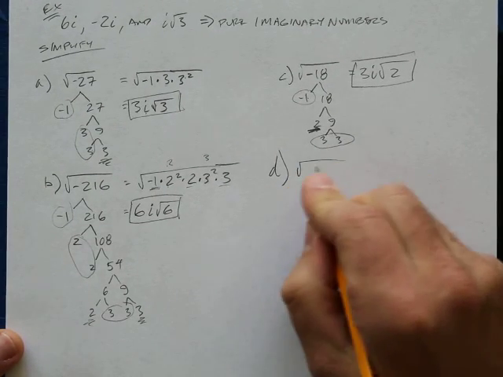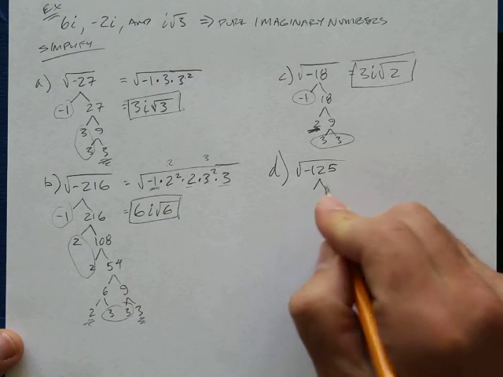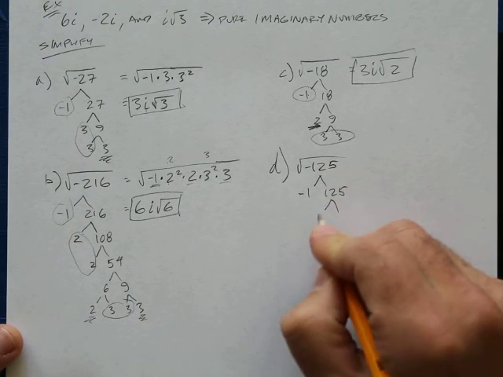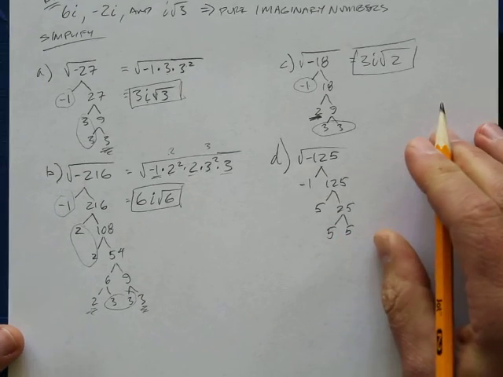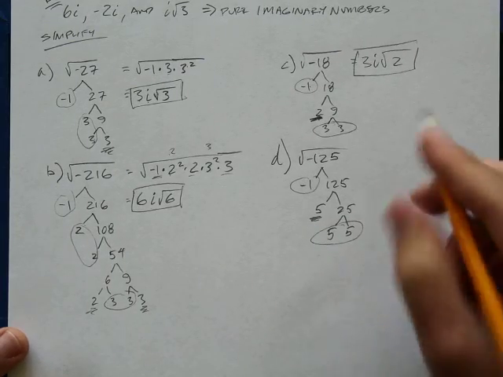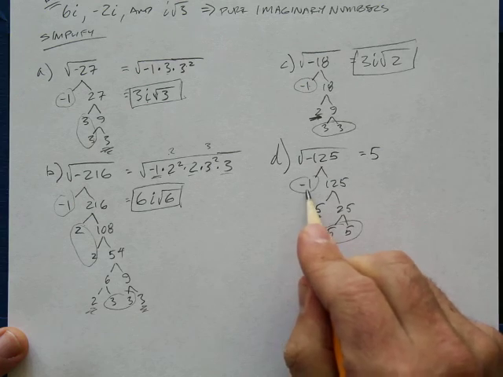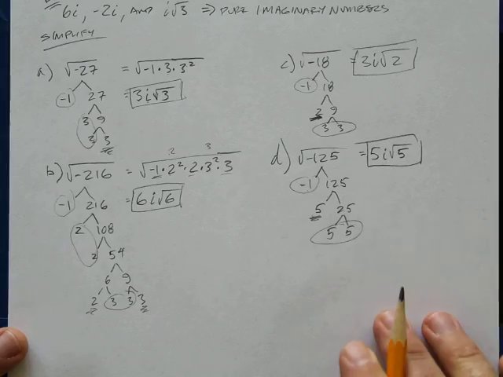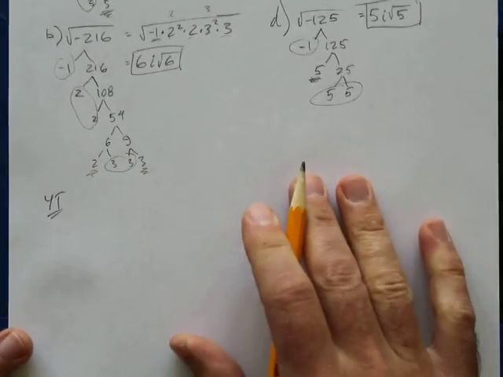And my last one, we're going to do together here, square root of negative 125. So 125 is negative 1 times 125. And then I've got 5 times 25. 25 is 5 times 5. So I've got 2 5s. I've got negative 1. 5 gets stuck. And so I have 5 from here. I've got i from here. And I've got the square root of 5 left over. There we go. Let's have you do a couple on your own.